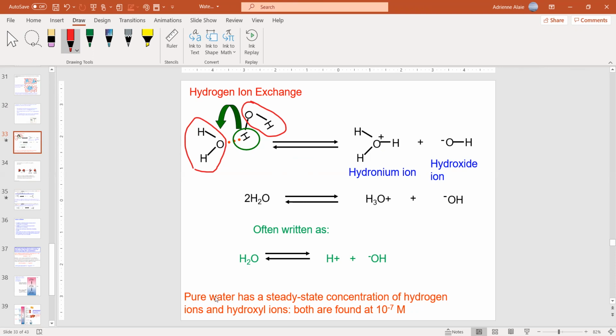They say it's statistically rare, but there are so many water molecules participating in liquid water that overall you do get concentrations of these ions that are meaningful to life. So pure water, which is just made up of water molecules, has a steady state concentration of hydrogen ions and hydroxyl ions. So it's basically saying this: hydrogen ions, because you could say hydronium ions, and hydroxyl ions, and both of these are found at 10 to the negative 7 molar.